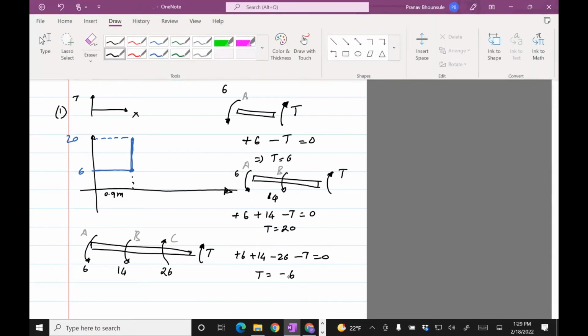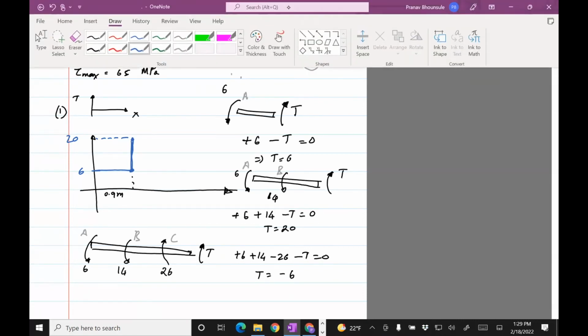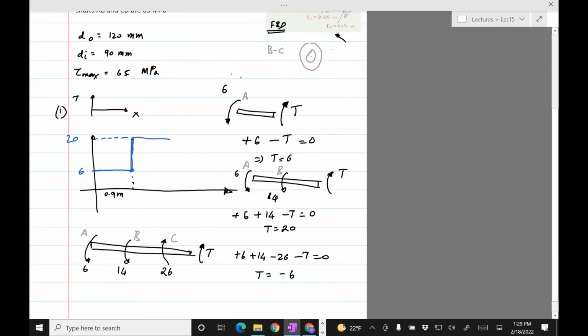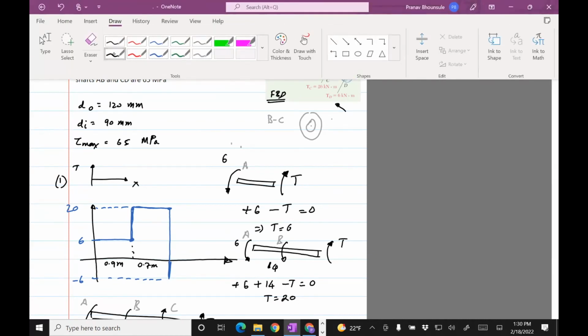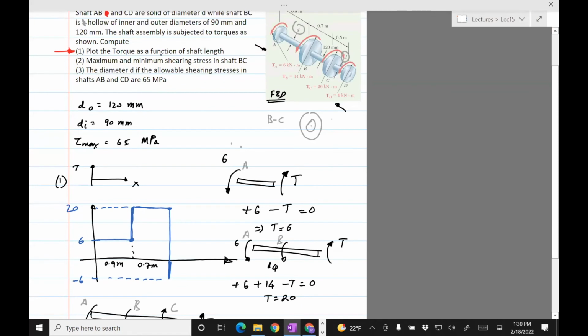Yeah. So we go with 24.7 meters. Then the torque will decrease to -6. So it'll remain -6 till you reach this point T, where you have a counterclockwise torque. So that -6 adds to the 6 and you get 0.